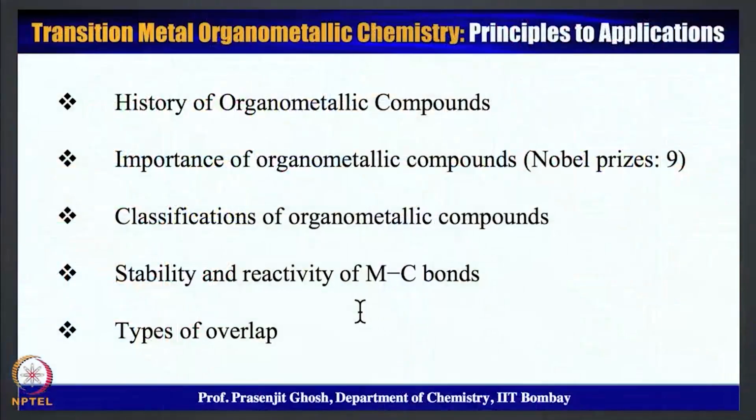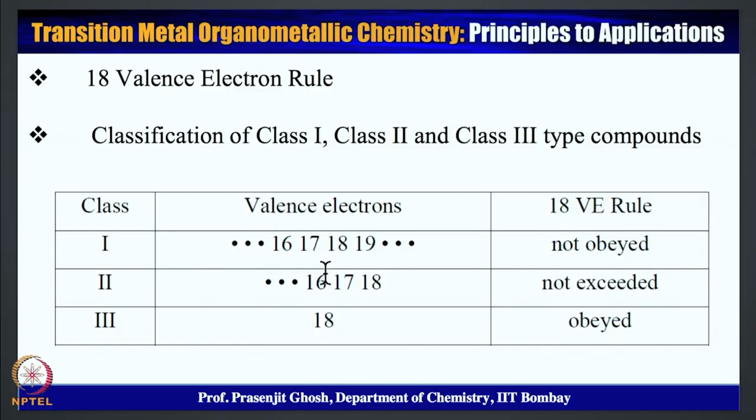Now, in the earlier classes, I went into the classification of organometallic compounds, particularly looking at the stability and reactivity of metal carbon bonds. These started with the type of overlap they make. One of the bases for classification of organometallic compounds is the 18 valence electron rule, and based on this, 3 classes or 3 types of organometallic compounds can be made: class 1, class 2, class 3. Class 1 are the ones which can have valence electrons more or less than 18, maybe 16 to 19, and these do not obey the 18 valence electron rule. The class 2 types are the ones that can have fewer electrons but should not exceed 18 valence electrons, and class 3 are the ones which actually obey the 18 valence electron rule.